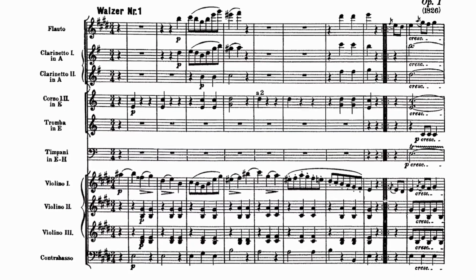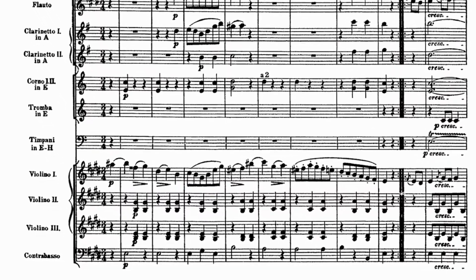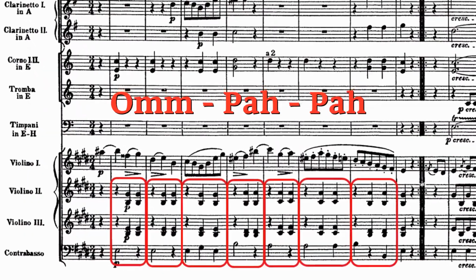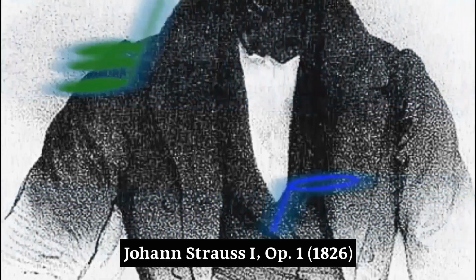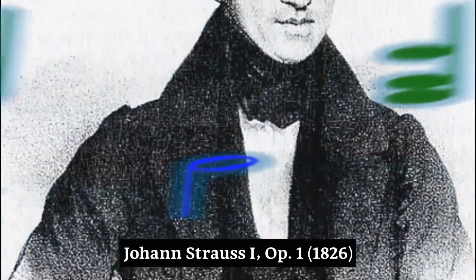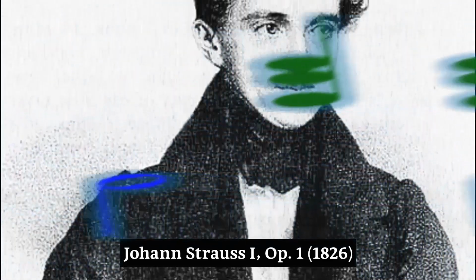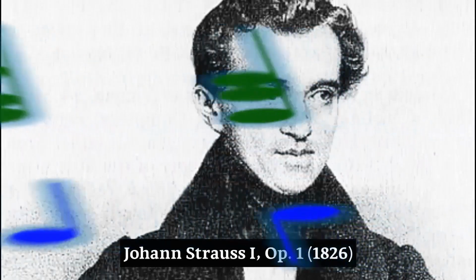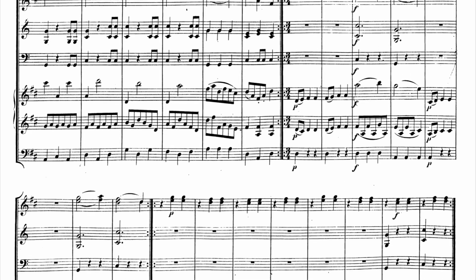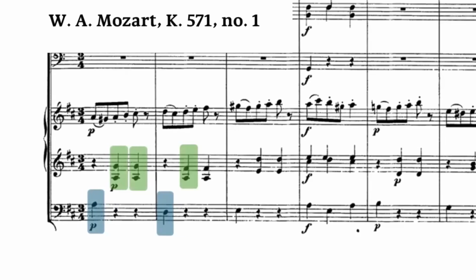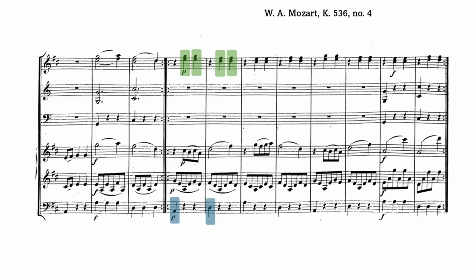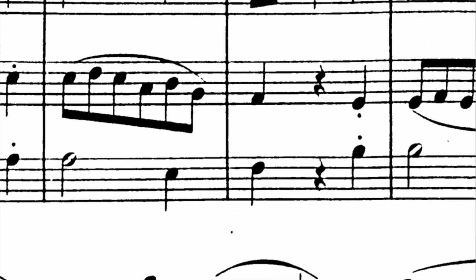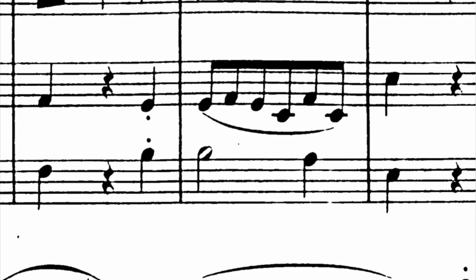For instance, the signature accompaniment of the 19th century Viennese waltz, the famous oom-pah-pah pattern, wasn't much used before the 1800s. There are a few passages where Mozart employs it though. For the most part, the accompaniments of the German dances and the minuets were essentially interchangeable.